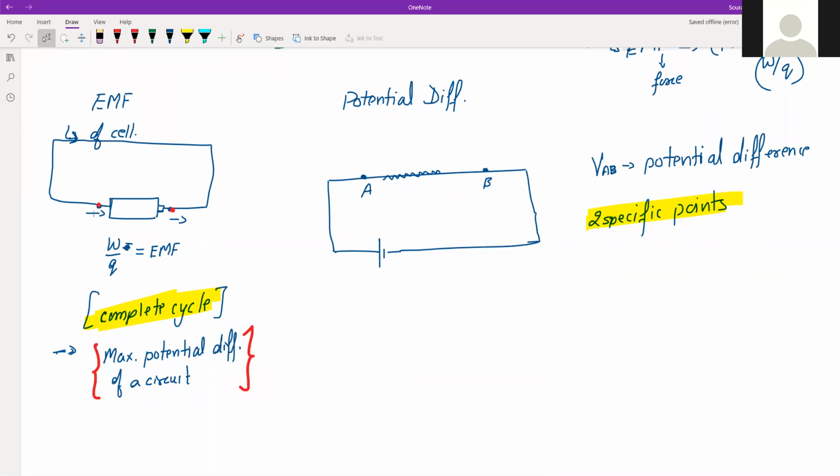Right? But potential difference will be there only if the circuit is closed, or when there is a flow of current in the circuit. If through 2 points current flows, then only there will be a potential difference. And in order for a current to flow, there must be a potential difference. So there must be potential difference between 2 points, and they must be connected. That is when current flows in a circuit between 2 points.